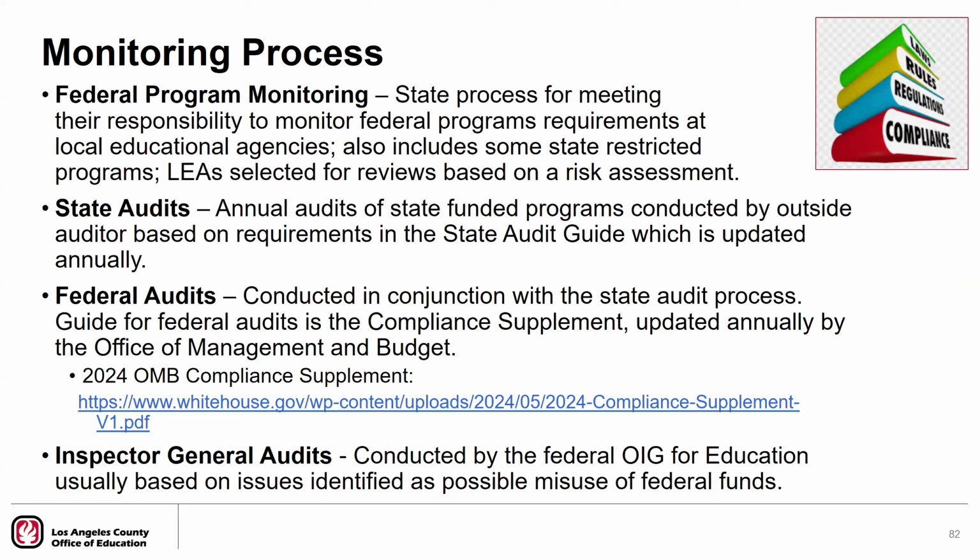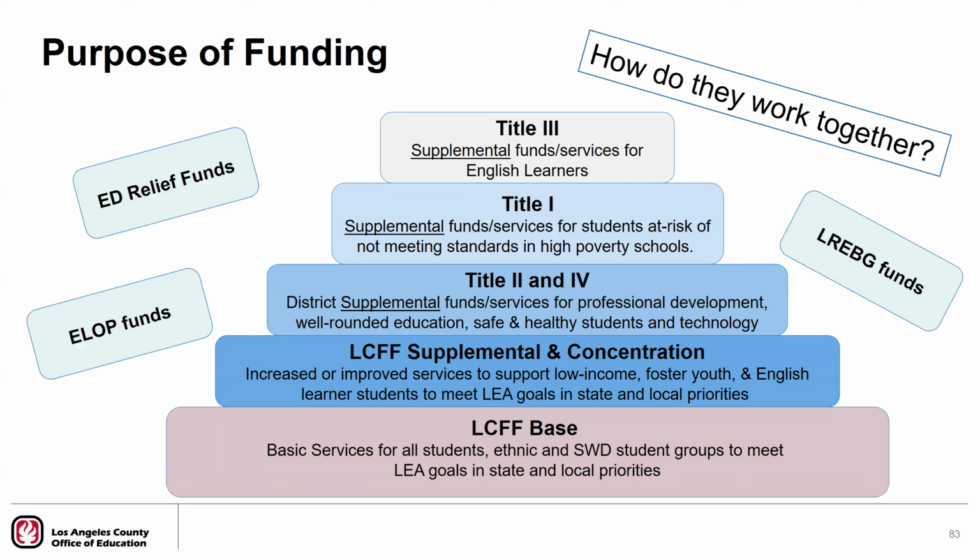The monitoring process is a way that the state and federal government ensures that there is no waste, fraud, or abuse. In day 1, we shared this slide. It provides information about how fiscal monitoring is accomplished. We're going to take a closer look at the ways in which fiscal compliance is monitored through the Federal Program Monitoring, or FPM, process. In order to understand the FPM process, it's important to know the purpose of the funding.